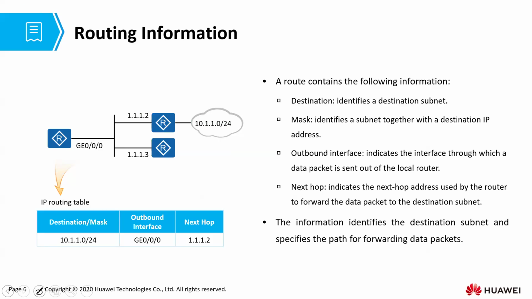Then going to routing information. A route contains the following information. The destination, basically, that's the destination network, the mask, that's the subnet mask, the outbound interface through which a data packet is sent out of the local router, then the next hop, the IP address used by the router to forward the data packet to the destination. That is some of the information that is contained in a route.